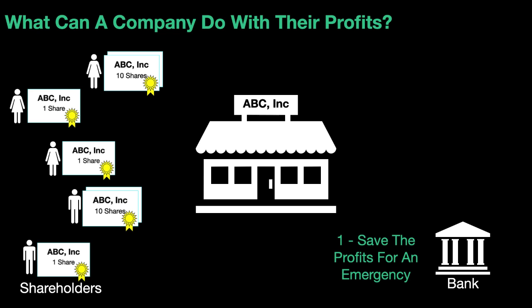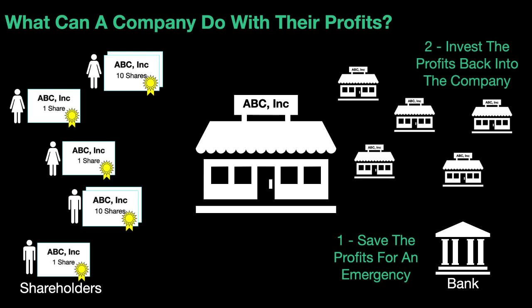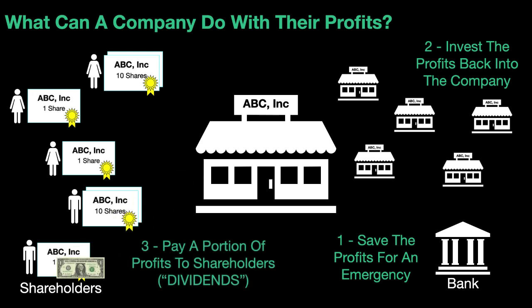What else can a company do with their profits? Well, they can invest the profits back into the company. Whether they open more sites or hire more employees, or maybe they buy new equipment, new hardware, new software, tools, whatever they need for the company. So this is putting money back into the company so the company can grow even further. And then the third thing that a company could do with their profits is they could take a portion of those profits and pay them to the shareholders. This is what's known as dividends. So paying some of the profits to the owners, these shareholders, is what's known as paying dividends to the shareholders.